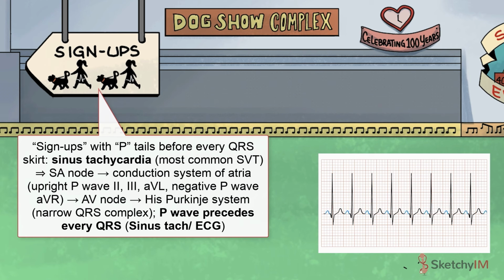Remember that the P wave represents atrial depolarization, so sinus tachycardia can be identified if every single beat has a regular P wave preceding every QRS complex, all of which will be narrow complex. This is why the sign features a P-tail puppy preceding every QRS stress. These Ps should also be normal-looking, and by that I mean upright in 2, 3, and AVL.